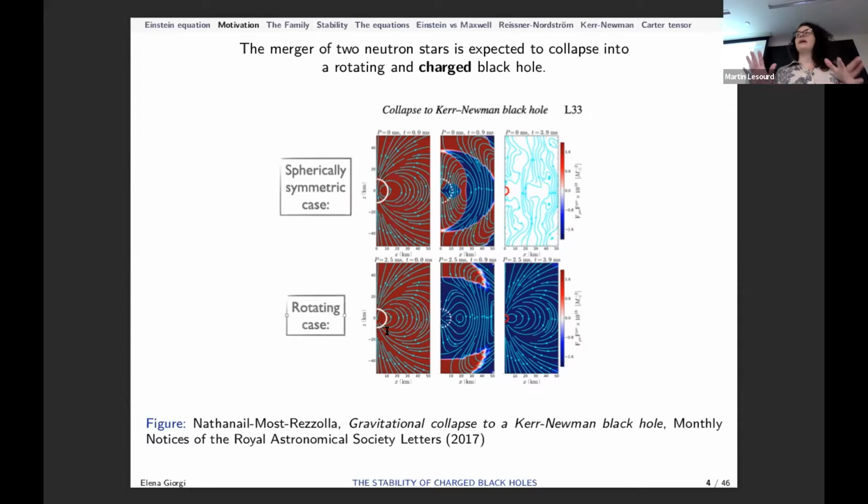But if you're in the rotating case, if you remember from physics class, if you have some magnetic field that rotates, it creates electrical charge. The magnetic field does still disperse very quickly, but the electric charge remains at the end of the collapse. So you do expect to have some charged black hole at the end, some collapse to Kerr-Newman.